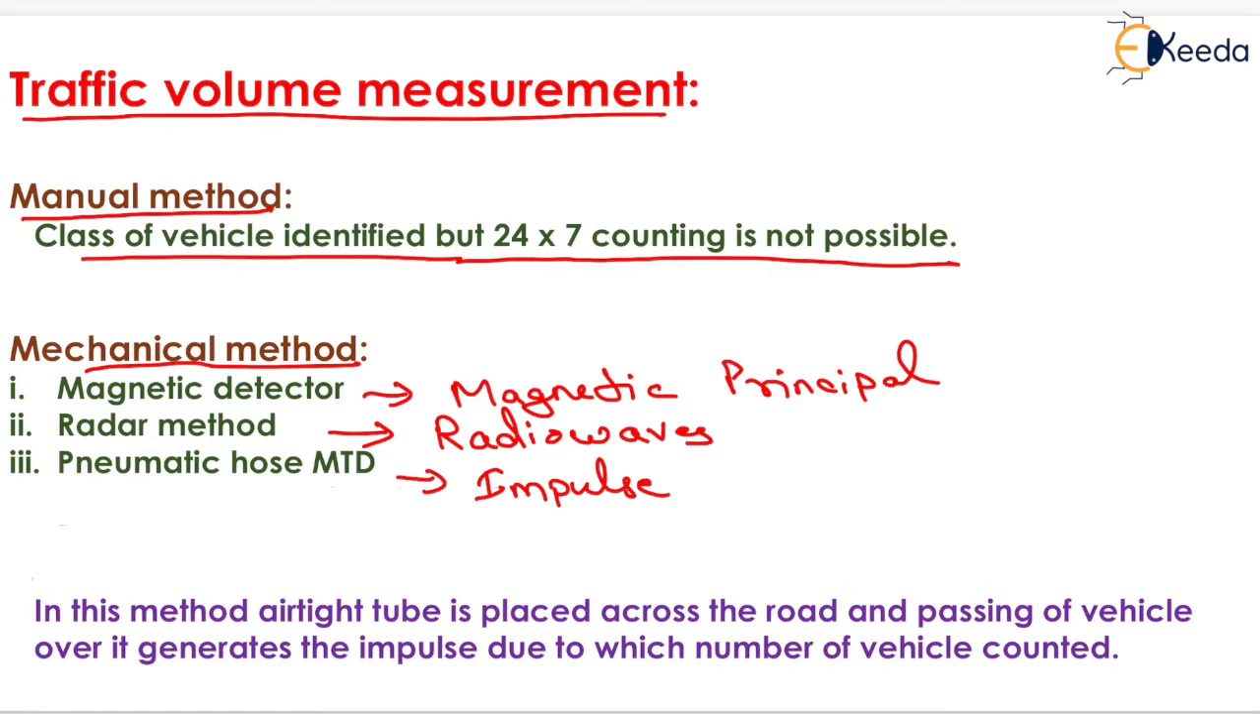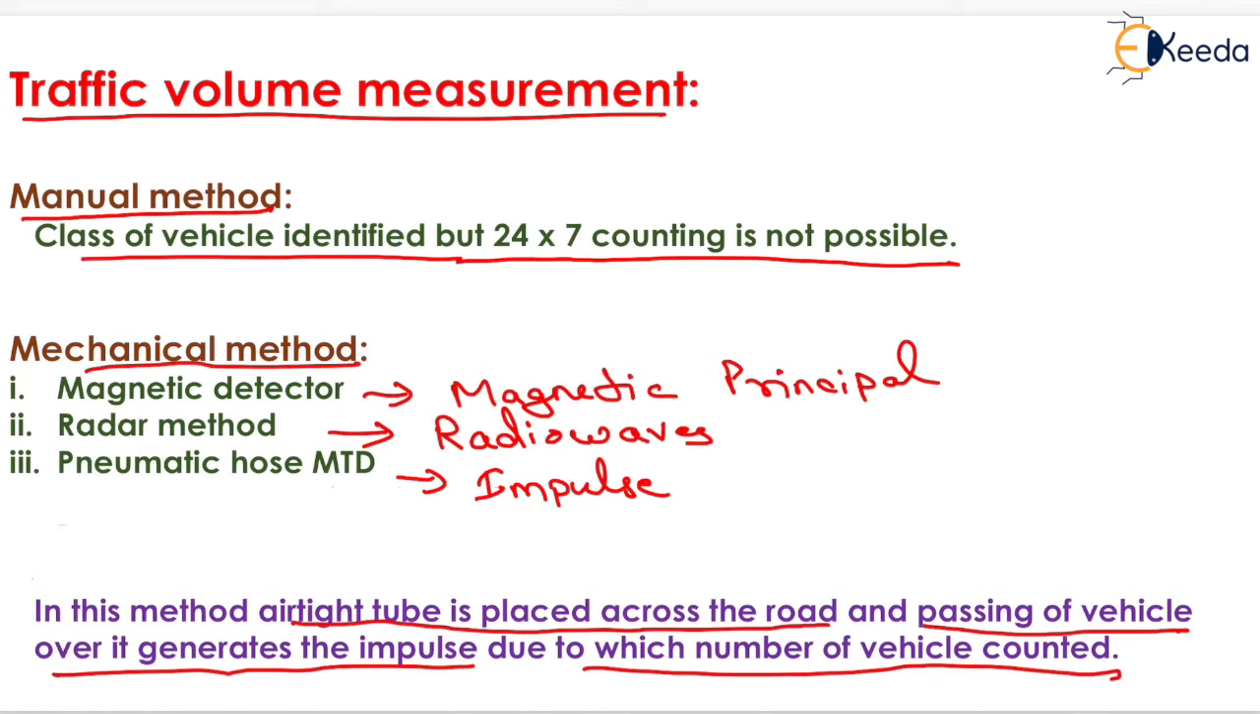Now in pneumatic hose method, an airtight tube is placed across the road and passing of vehicle over it generates the impulse due to which the number of vehicles is counted. It means that when the vehicle passes over the airtight tube, then it will generate an impulse due to which the number of vehicles is counted.